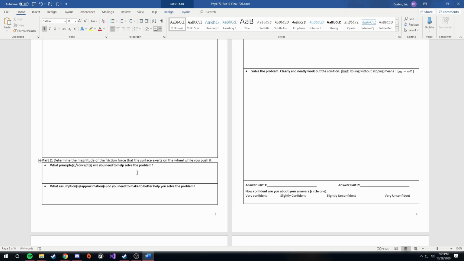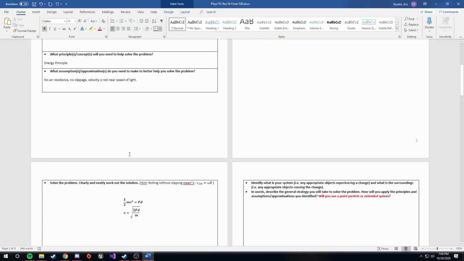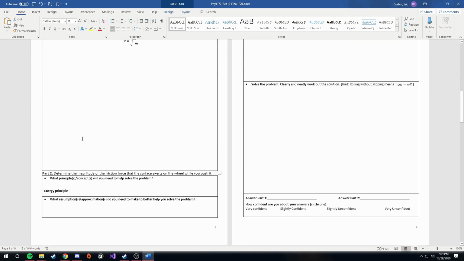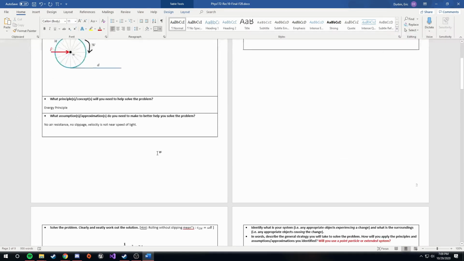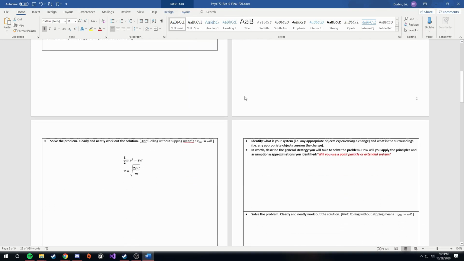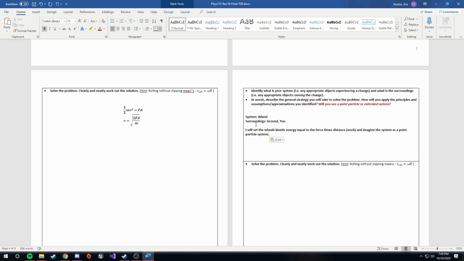Magnitude of the friction force. Oh, energy principle again. Same assumptions. Same system and surroundings, but this time we're using an extended system. So then you have your translational energy and your rotational energy equal to work. And the main difference is that force is F net, so it's just force applied minus force of friction.